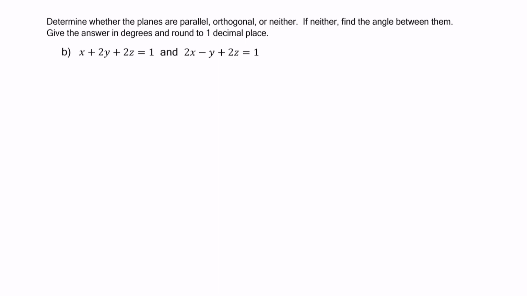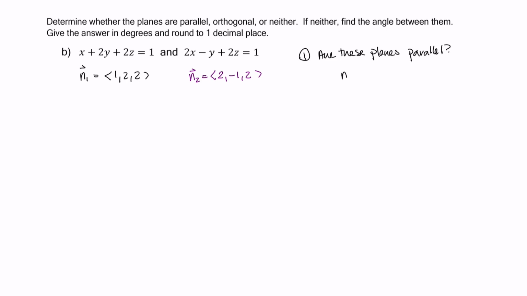All right, so let's go ahead and look at this second example here. I'm going to call this first plane its normal vector n1 again, and that's 1, 2, 2. And for the second plane, its normal vector is 2, negative 1, 2. So again, the first question is, are these planes parallel?